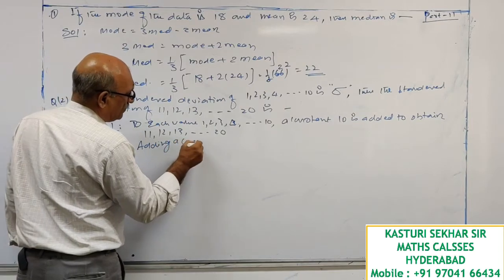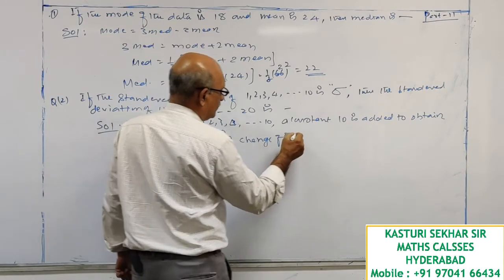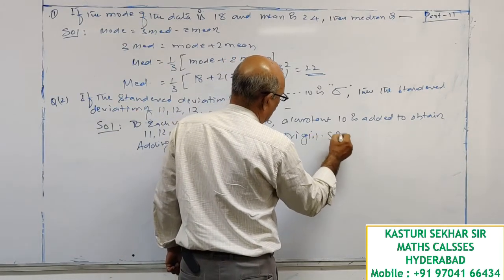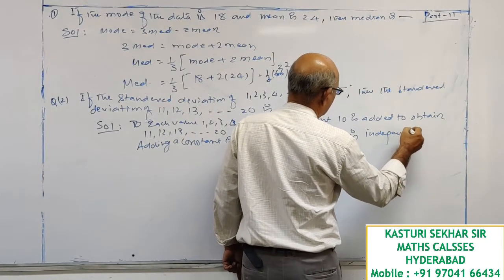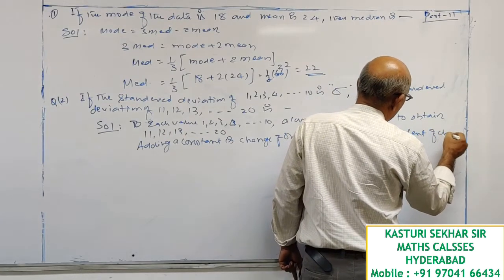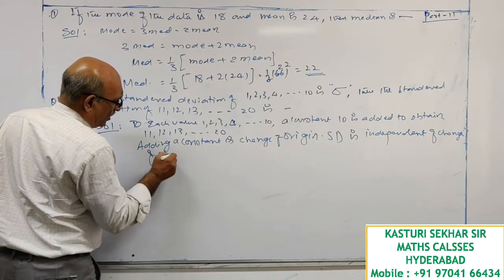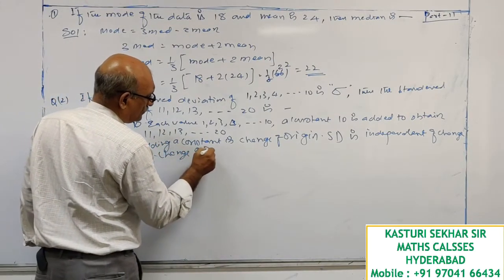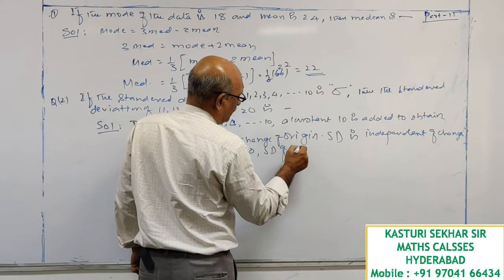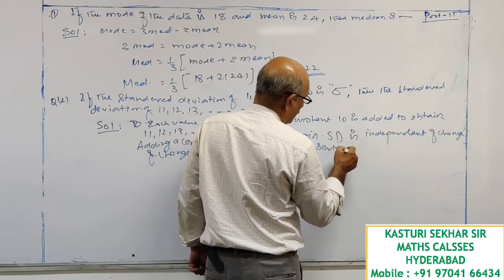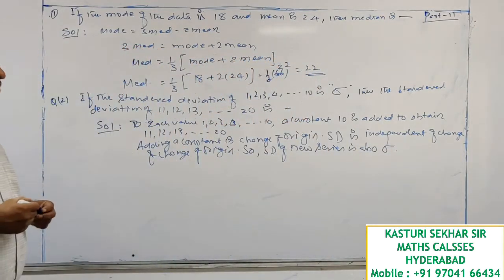Adding a constant is change of origin. Standard deviation is independent of change of origin. So standard deviation of the new series is also sigma.